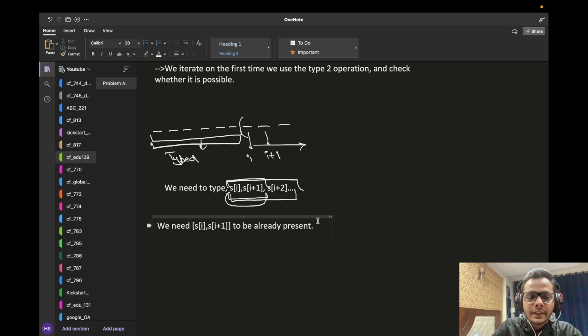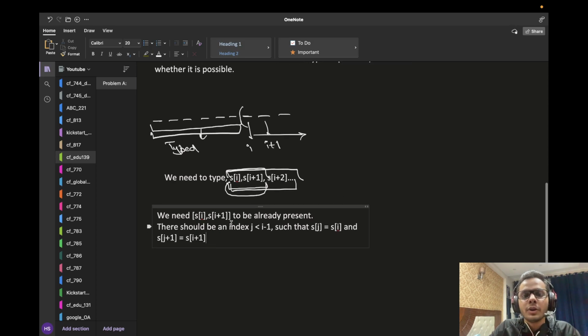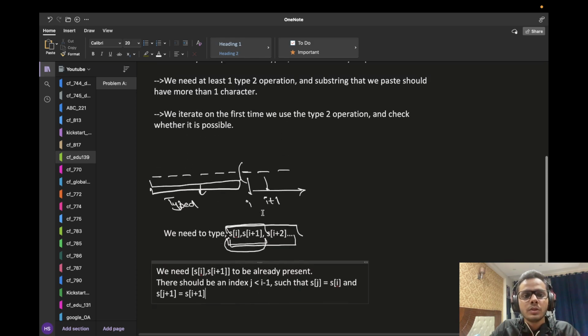So there should be an index j which is strictly less than i minus 1, such that sj is equal to si and sj plus 1 is equal to si plus 1. So if this is possible, if we find a j for any i, then we'll straight away output yes, otherwise we'll output no. So this completes the solution.